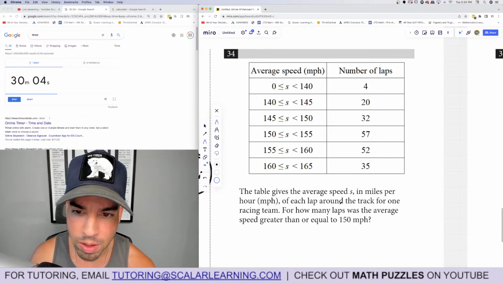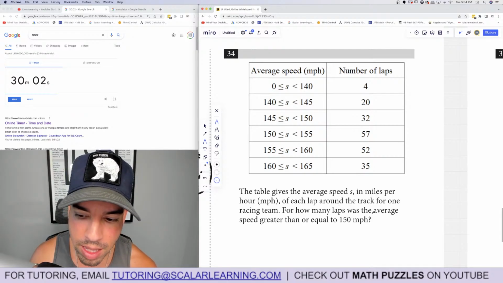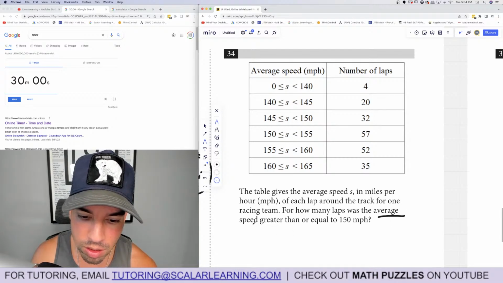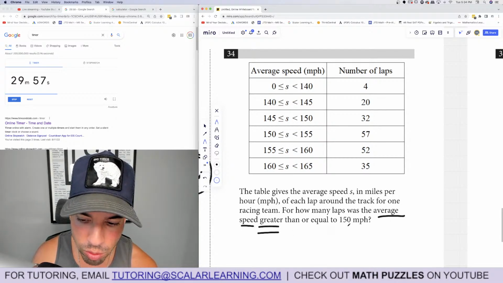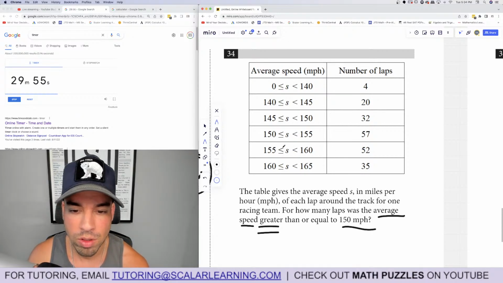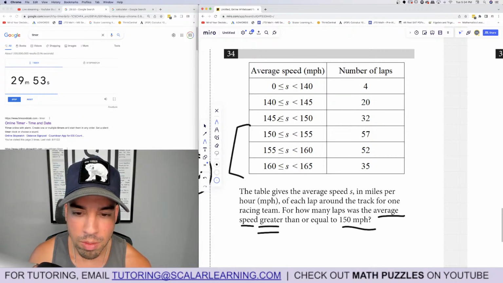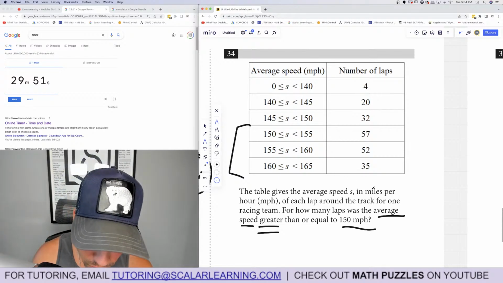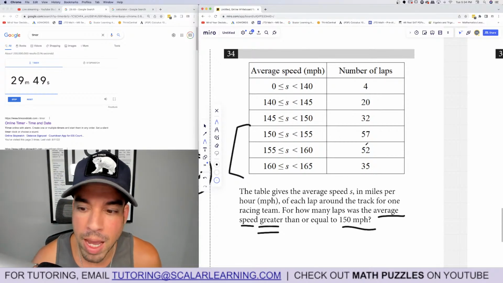34. A table gives the average speed s in miles per hour of each lap around the track for one racing team. Got it. For how many laps was the average speed greater than or equal to 150? Greater than or equal to, okay, so it's this portion because this is less than. So for how many laps? Okay, and then this is just straight up adding.